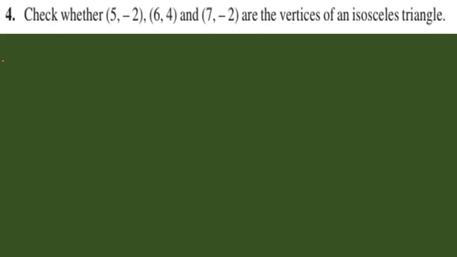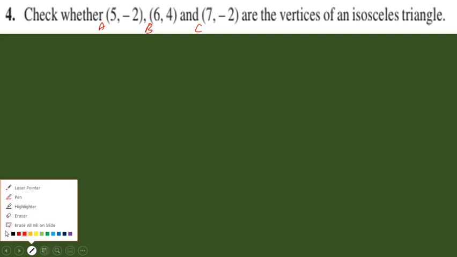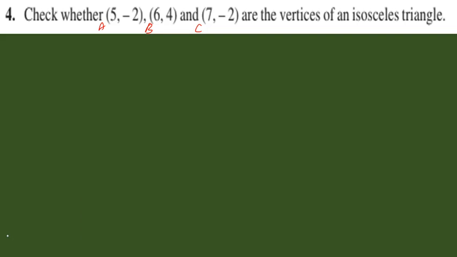Let's go to question number 4. In question number 4, this is A, this is B, and this is C. Here also I'm going to find the distance, only the distance of AB.